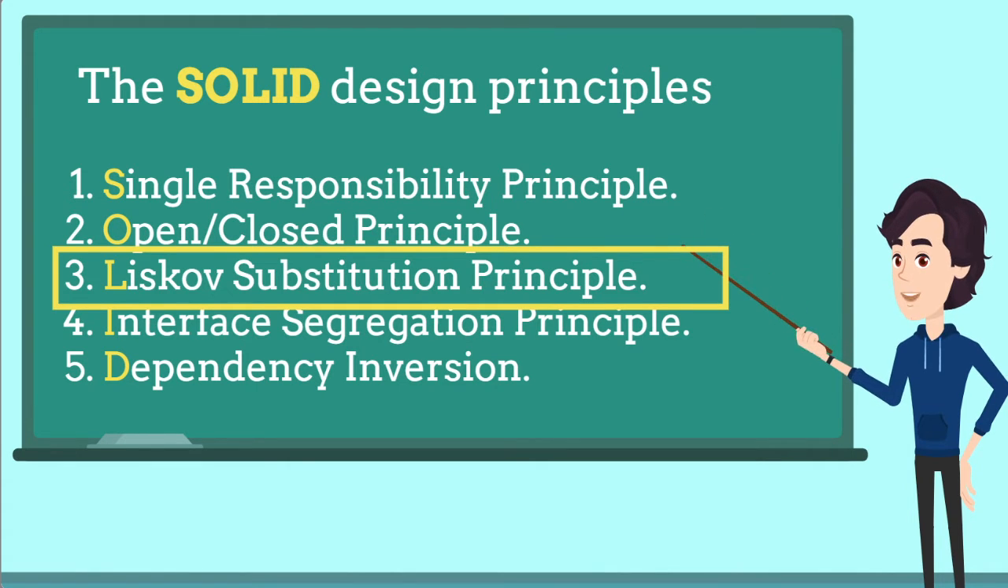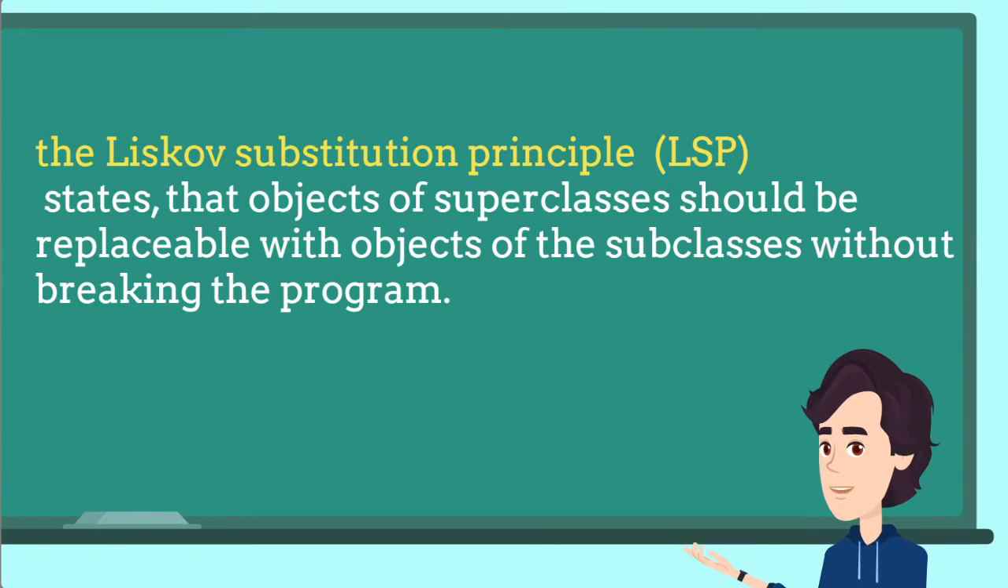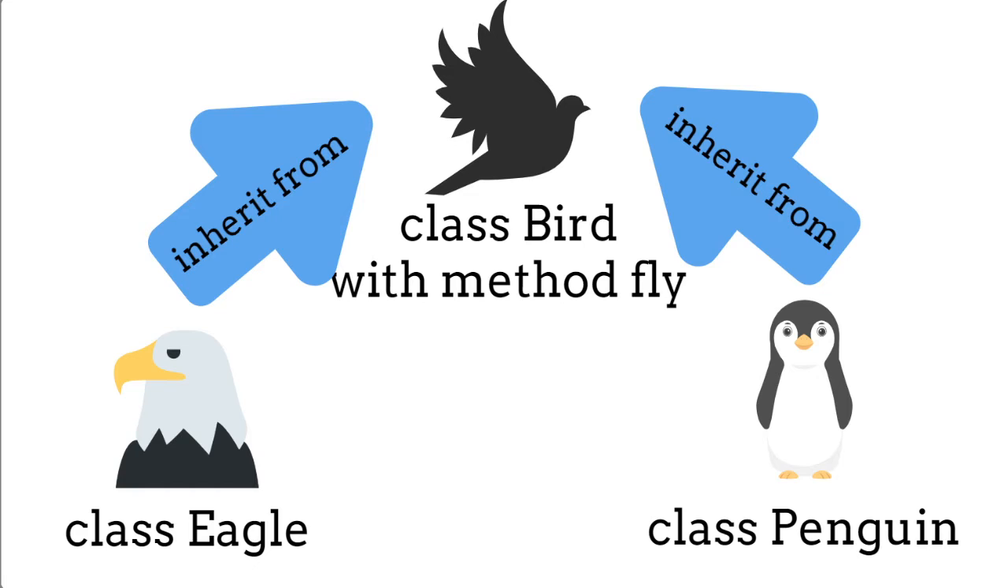So, let us start. The Liskov substitution principle states that objects of superclasses should be replaceable with objects of the subclasses without breaking the program. We will take an example to understand more. A student of mine will help me in this lesson. Student, can you please write a class bird with one method called fly and two other classes, eagle and penguin, which inherit from class bird?